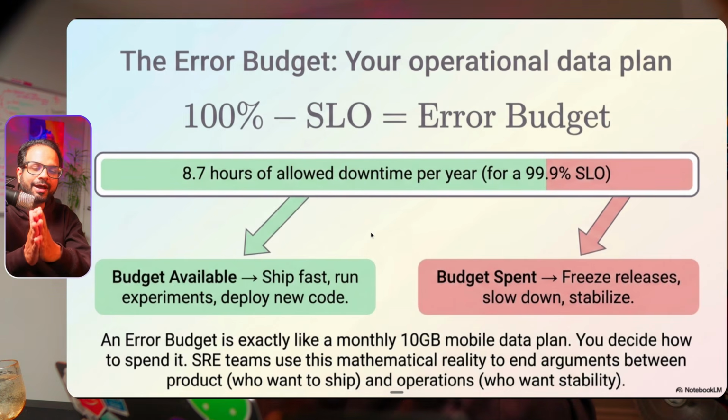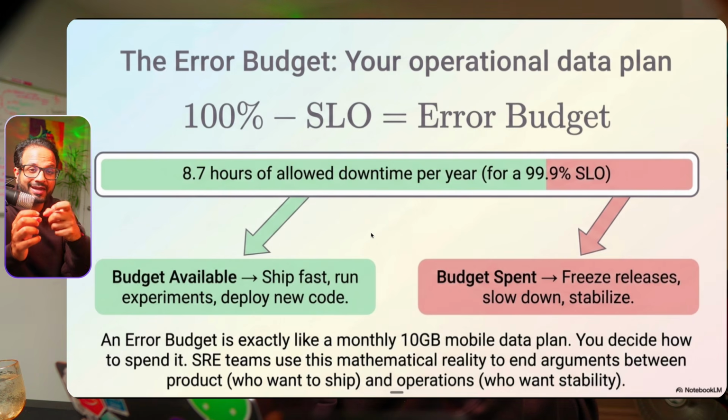But if you have already spent your budget, or if you don't have enough budget left by the end of the year, that means that you will be doing things like freezing releases, you will slow down, you will stabilize. And this usually happens at the time of the holiday period, or at the end of the quarter, when you don't have the error budget left. So mostly companies do the code freeze.